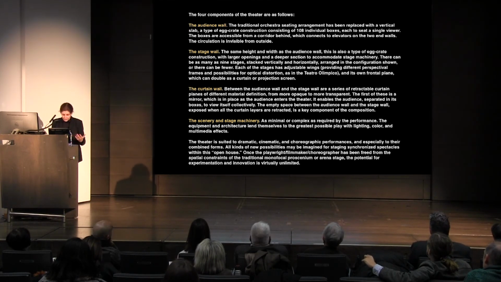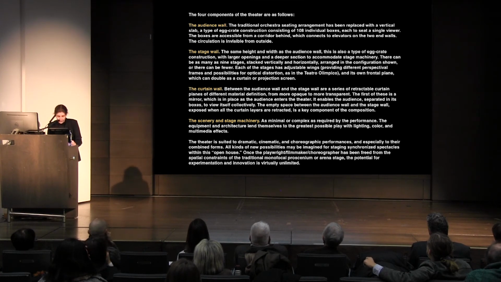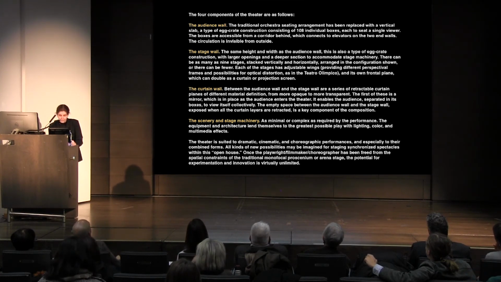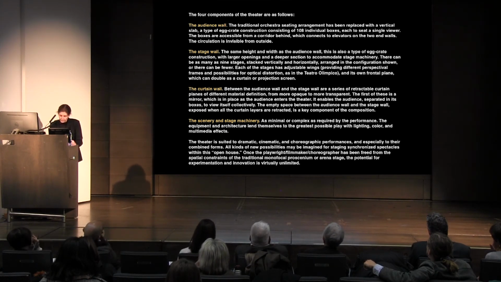So the four components of the theater are as follows. The audience wall. The traditional orchestra seating arrangement has been replaced with a vertical slab, an egg crate construction consisting of 108 individual boxes, each to seat a single viewer. The boxes are accessible from a corridor behind, which connects to elevators on the two end walls. The circulation is invisible from outside.